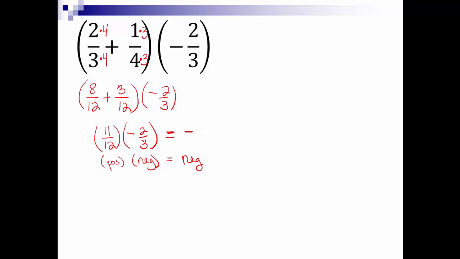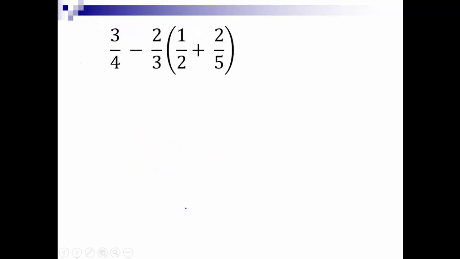I like to simplify. So here I see 2 can go into 12. 2 goes into 2 once. 2 goes into 12 6 times. We then multiply straight across the top, straight across the bottom. 11 times 1 is 11. 6 times 3 is 18. So our final answer is negative 11 over 18. So that's the first one on tonight's homework. Let's look at the next one.